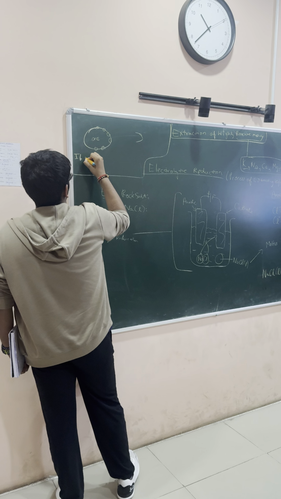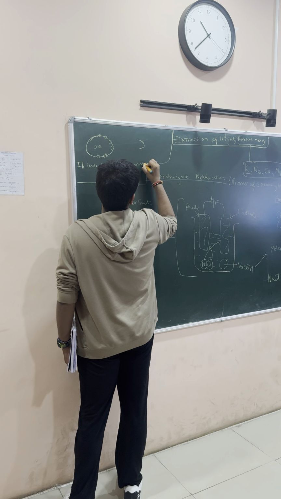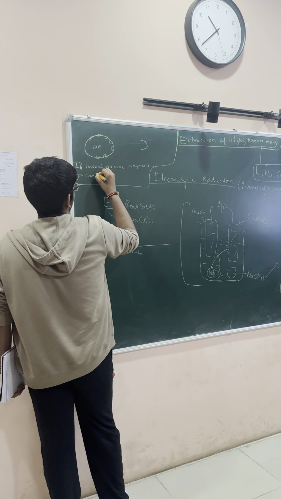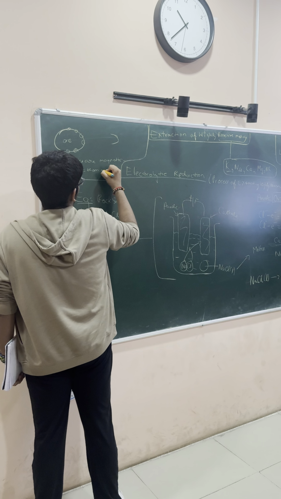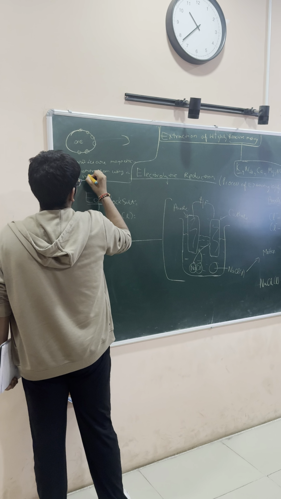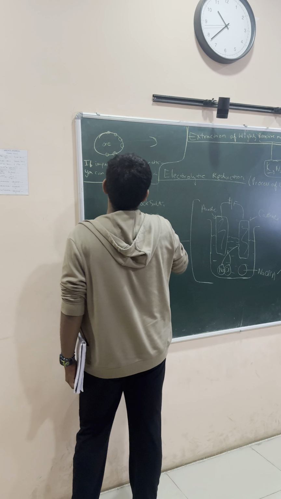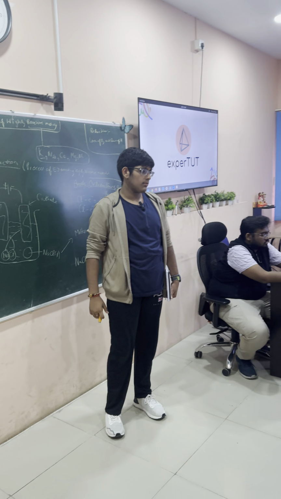If impurities are magnetic, you can remove them using a magnet. So that way the impurities are removed. So which is the first step? Concentration of the ore. Yes, Vian.